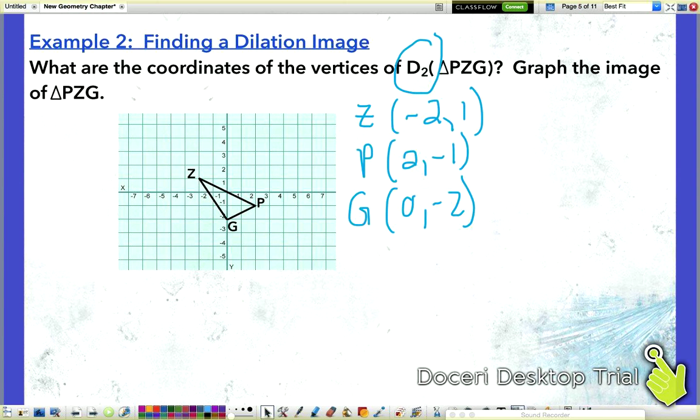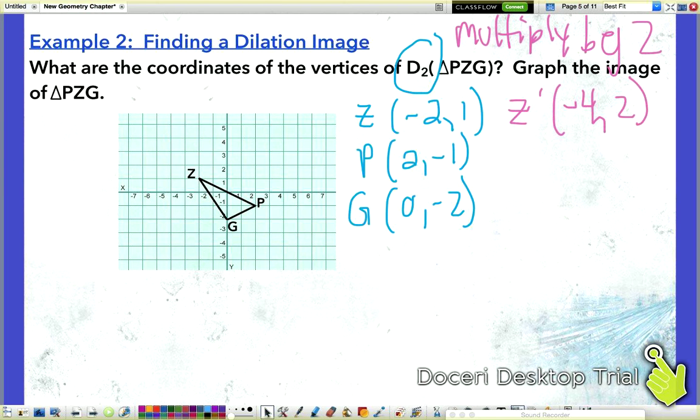Don't get this confused with rotations. What we're doing is multiplying every coordinate by 2, because that's what we wanted, doubled. So Z prime would be -4, 2. P prime would be 4, -2. G prime would be 0, -4.